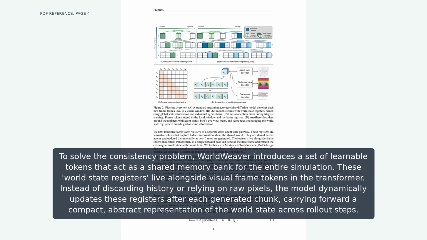To solve the consistency problem, WorldWeaver introduces a set of learnable tokens that act as a shared memory bank for the entire simulation. These world state registers live alongside visual frame tokens in the transformer. Instead of discarding history or relying on raw pixels, the model dynamically updates these registers after each generated chunk, carrying forward a compact, abstract representation of the world state across rollout steps.